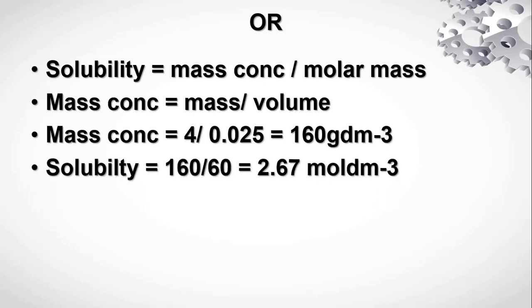Since we know our mass concentration is 160, we come back and substitute it in the formula for solubility, which is mass concentration divided by molar mass. We divide 160 by 60, the molar mass, to give us 2.67 mole per dm cube. If you compare the first solution to the second, you notice that the answers are the same using different methods.